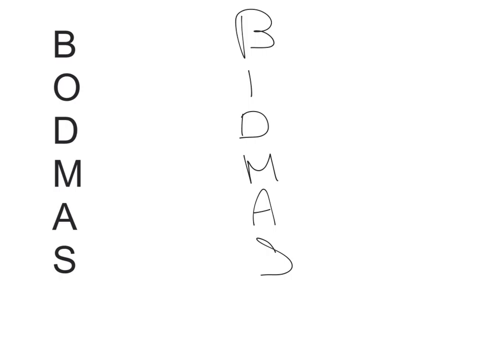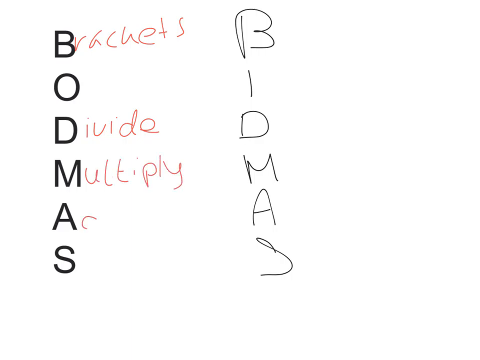So in both of them, the B stands for brackets. Anything that's inside a bracket you do first. The D stands for divide. The M stands for multiply. The A stands for add, and the S stands for subtract.